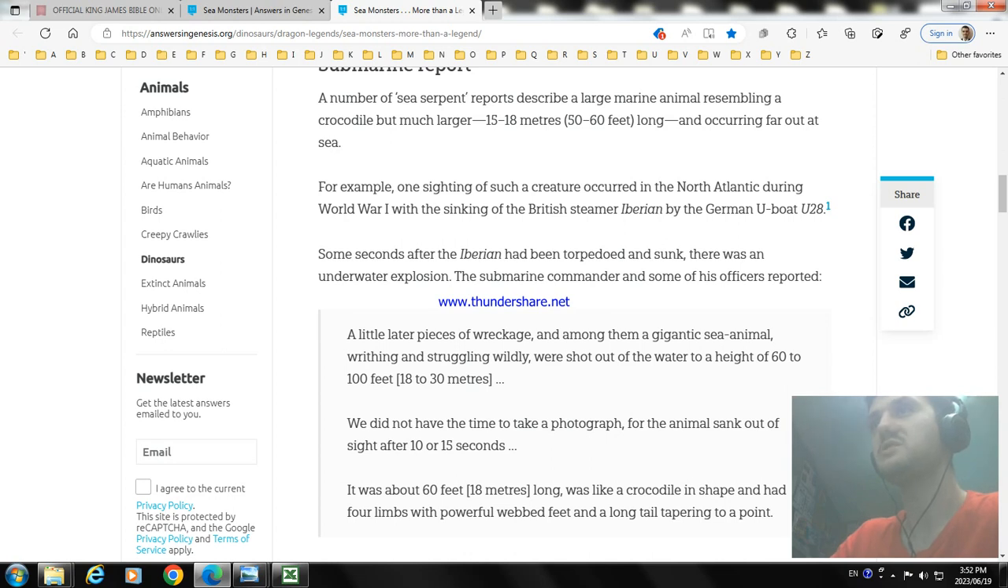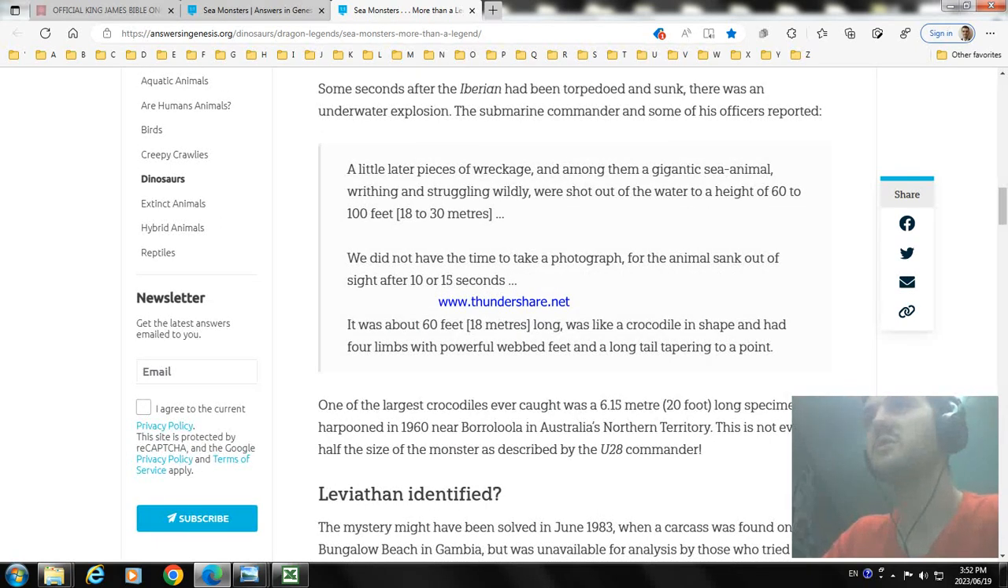For example, scientists noted that in the North Atlantic during World War One, the German U-boat U-28 torpedoed the Iberian. Seconds after the Iberian had been torpedoed and sunk, there was an underwater explosion. The submarine commander and some of his officers reported that, along with pieces of wreckage, a gigantic sea animal, writhing and struggling wildly, was shot out of the water to a height of 60 to 100 feet, 18 to 30 meters. They did not have time to take a photograph before it sank out of sight in 10 or 15 seconds.